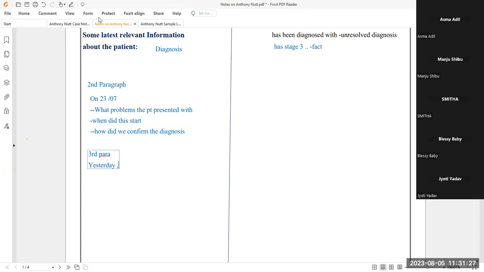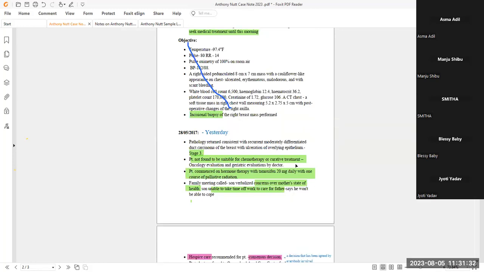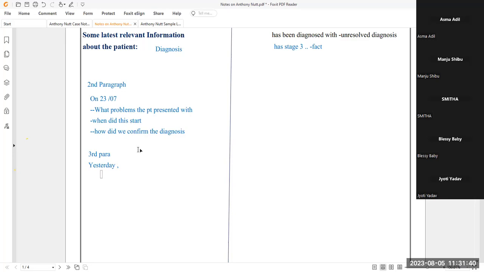Will I directly move on? Look at the events. Not found to be suitable. Then what treatment, right? Go through it. Yes, so I'll write that. Okay, yes, not suitable. Patient not suitable for what? Not suitable for what?